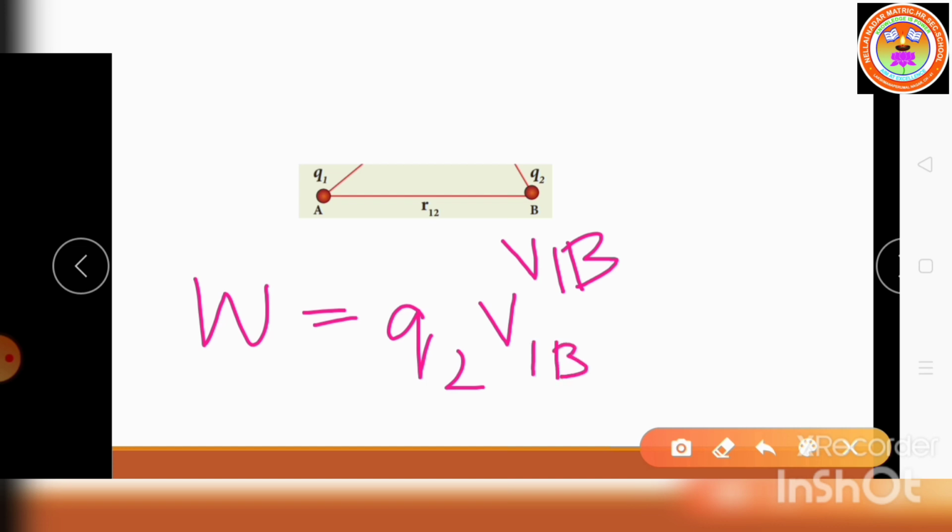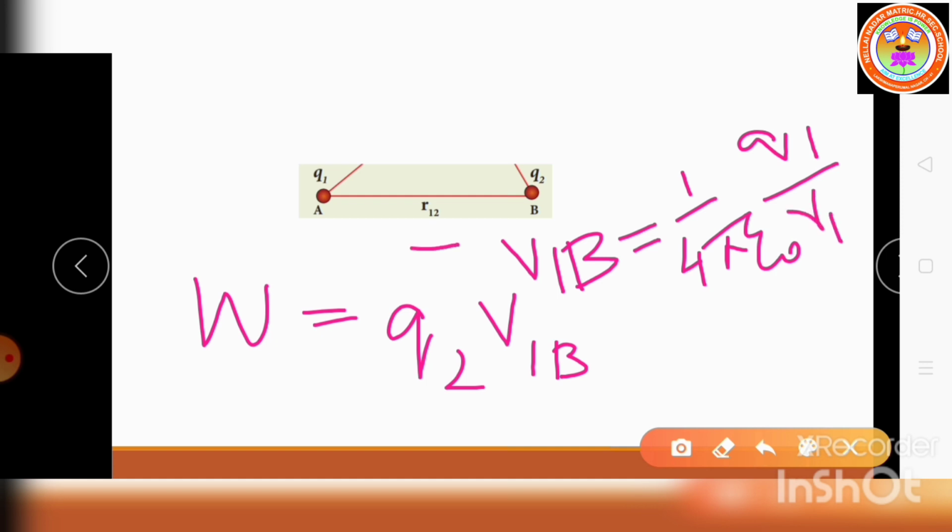Okay, so what is the formula for V1B? V1B is equal to 1 by 4 pi epsilon naught. What is the charge here? Due to the charge, the potential at the point B is Q1 divided by the distance. What is the distance we are indicating here? R12. So substitute the value of V1B in this equation.